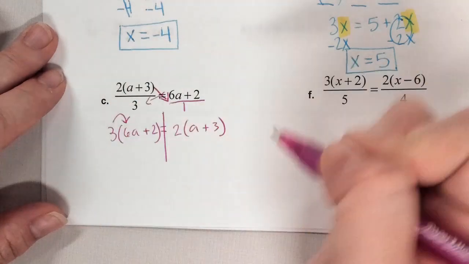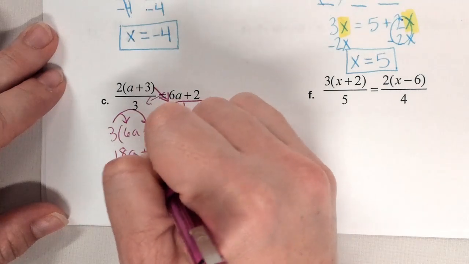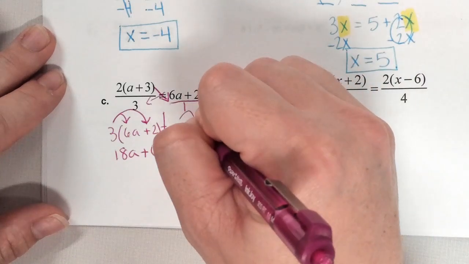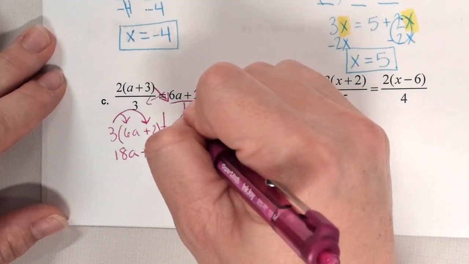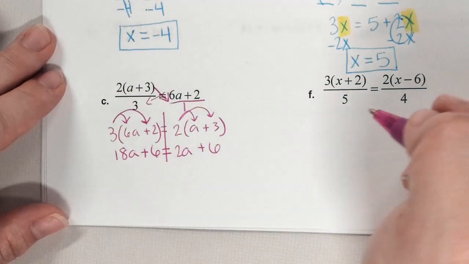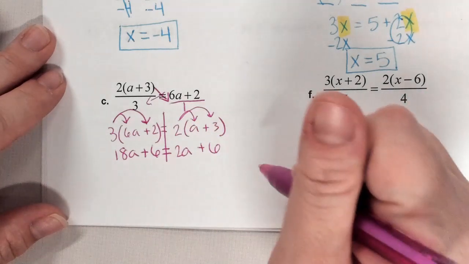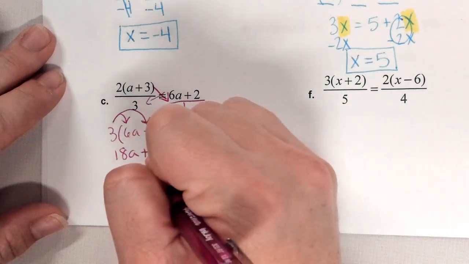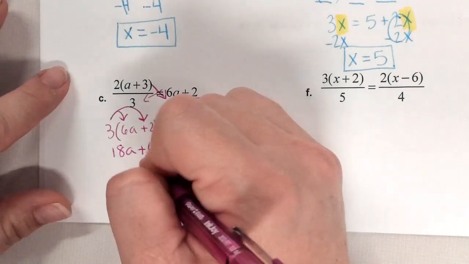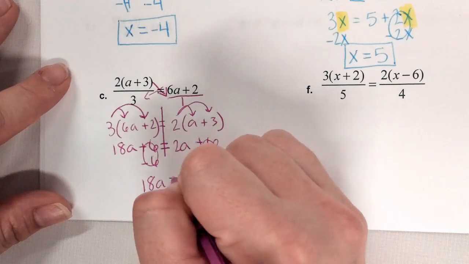So 3 times 6a is 18a. 3 times 2 is 6. 2 times a is 2a. 2 times 3 is 6. Now what? We can subtract 6. It doesn't matter what you move first. I always like to move my variables first, but in the end, it doesn't matter. What happens on both sides? They both cancel, but I still have a letter, so we're still solving.